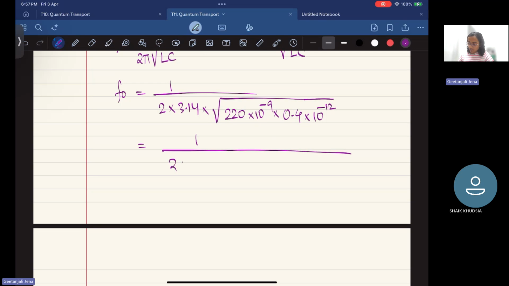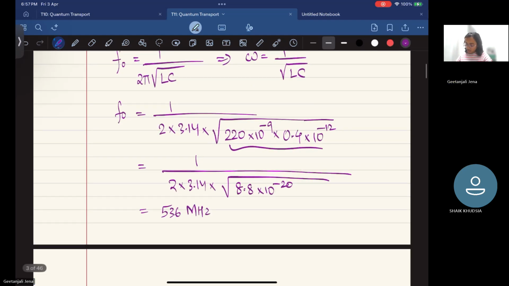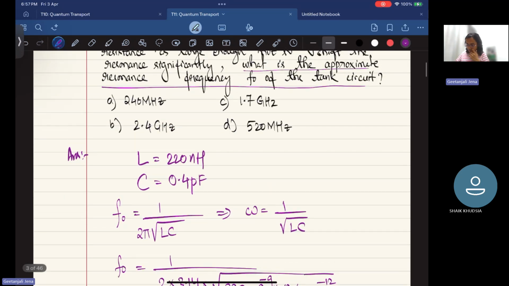So just check whether the answers are correct or not. This will give, I think, 8.8 into 10 to the minus 20. And overall, it will give a frequency around 536 megahertz. If you look at the options, option D is quite close to the answer we are getting. So the answer would be option D.